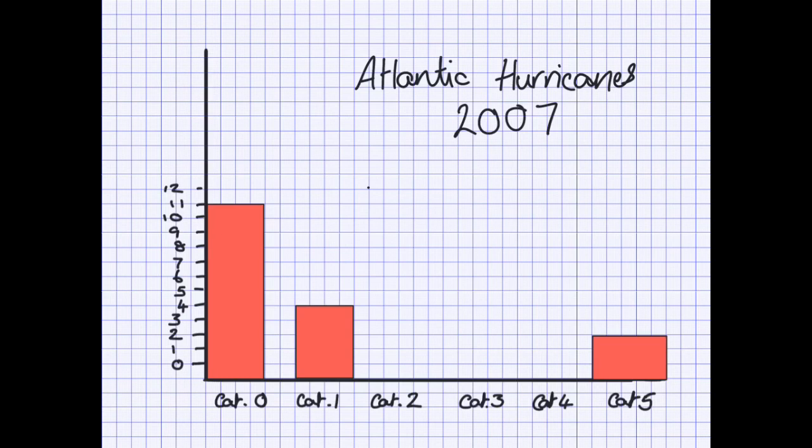This time we're back to using an X and a Y axis, and we've used an evenly spaced scale along the Y axis, which allows us to measure how many hurricanes there were in the Atlantic in 2007. You can see from categories 2, 3 and 4 that there weren't any hurricanes in those categories during that year.